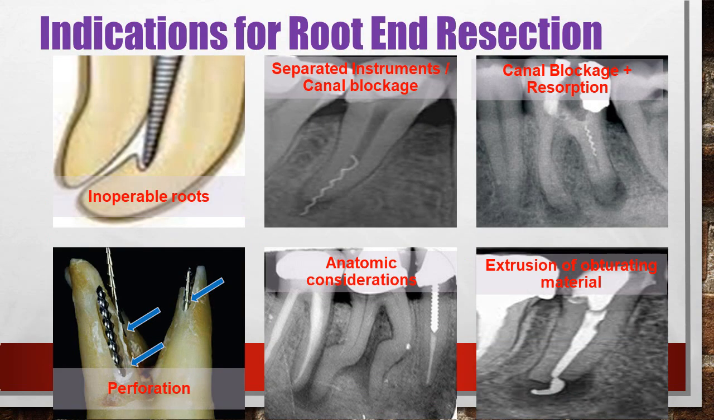So here you can see the different kinds of indications where you can consider doing surgery. The first is when you create a ledge, as you can see in the first figure on the top left, the case of inoperable roots. So you have created a ledge and it is quite short of the apex. In such cases, you are worried about the chance of an infection of the remaining portion of the root canal. So in such cases, you can do a surgical intervention.